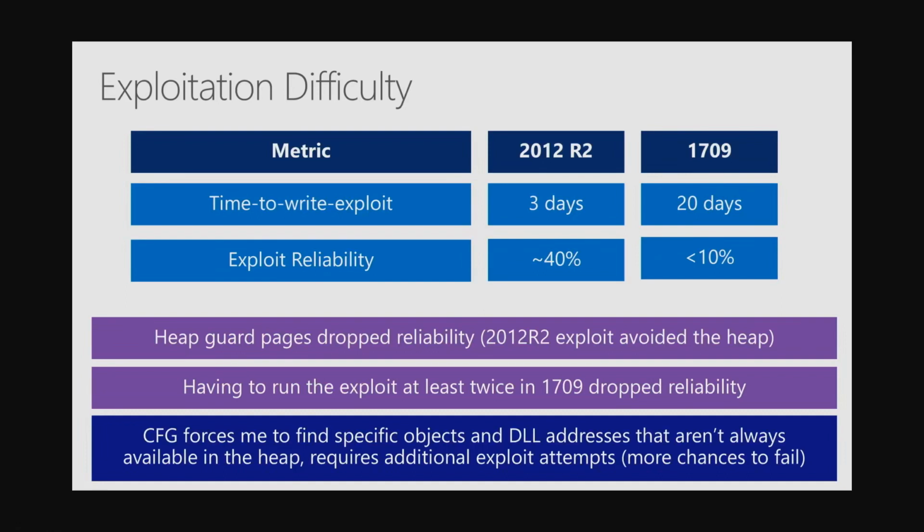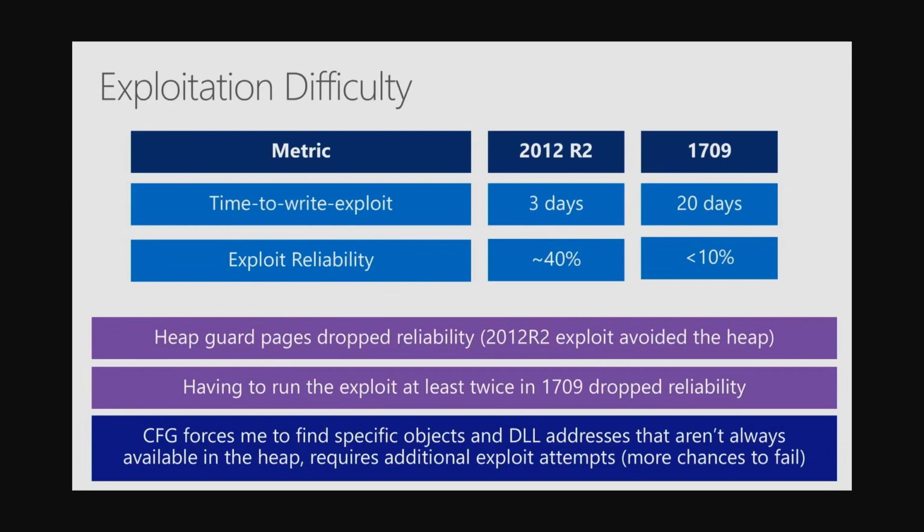For 2012 R2, it was about 40% reliable, and for 1709, after 20 days of work, it was like well under 10% reliable. And I'm sure that there are some things that you could do to make the exploit more reliable, but that just means more development time. So you're going to increase that time to write the exploit. And I'm personally fairly confident that there's no way that you could make this completely reliable.